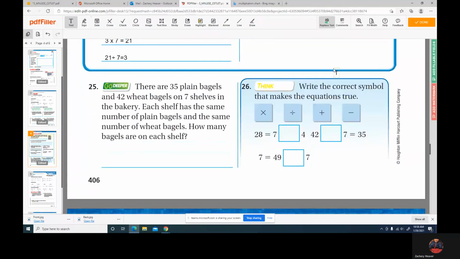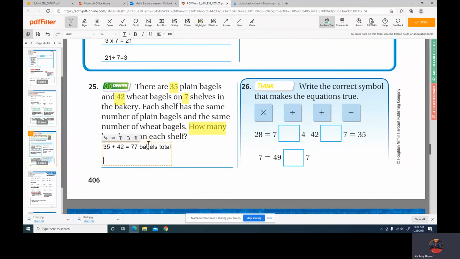Number 25 says there are 35 plain bagels and 42 wheat bagels on 7 shelves in the bakery. Each shelf has the same number of plain bagels and the same number of wheat bagels. How many bagels on each shelf? Well, we're going to have to find a total. First off, our first equation will be 35, which is the plain bagels, plus 42, which is the wheat bagels. If we do that, it's going to equal 77 bagels total.